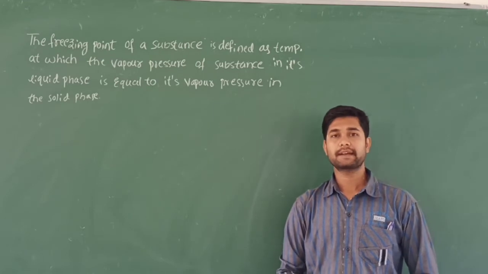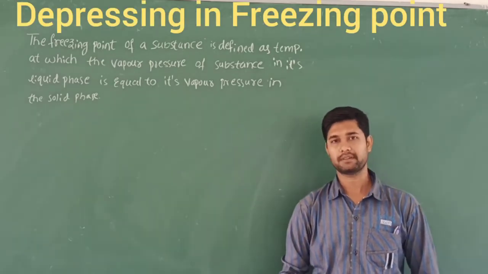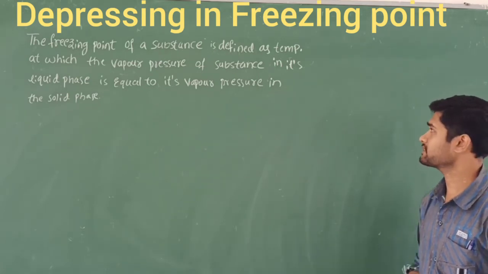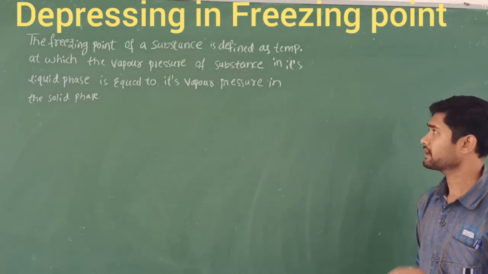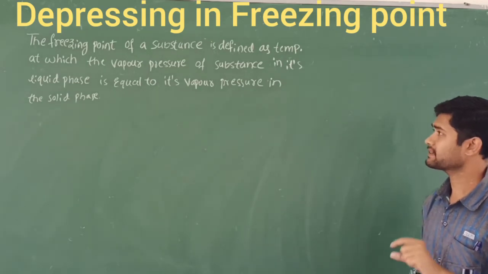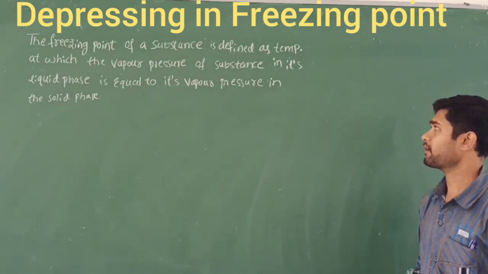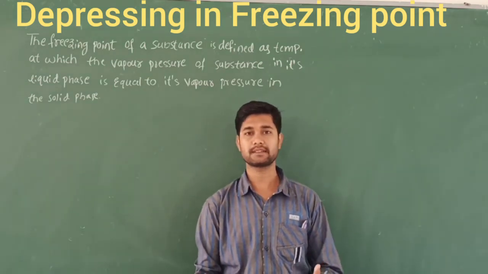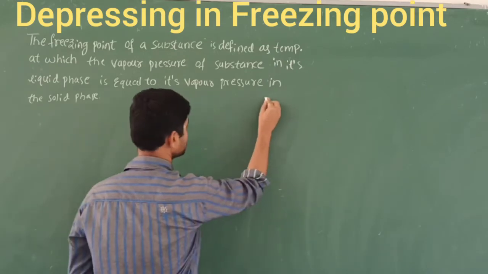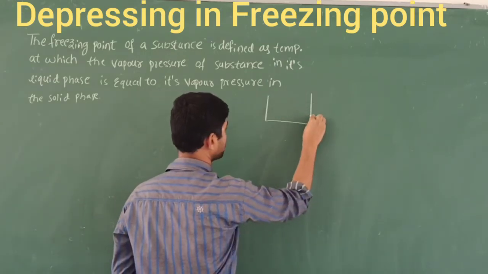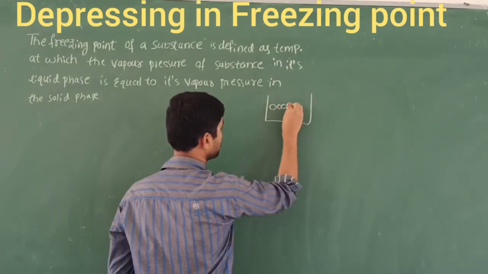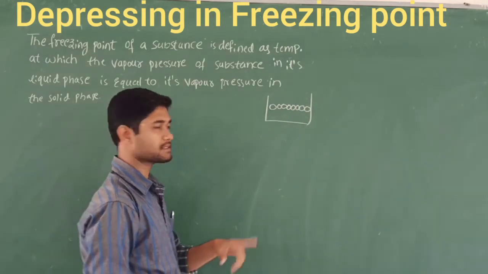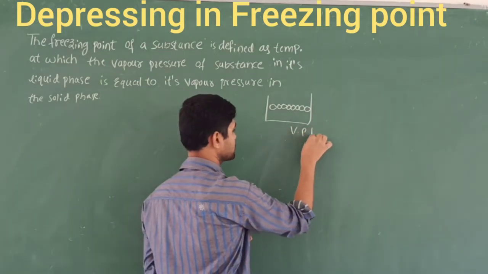Let's discuss the depression in the freezing point. Let's take the freezing point definition. The freezing point of a substance is defined as the temperature at which the vapor pressure of a substance in its liquid phase is equal to its vapor pressure in the solid phase. Just consider water first. I am going to take water in this container. This is water, a pure solvent. What about its vapor pressure? When temperature increases, its vapor pressure also increases.